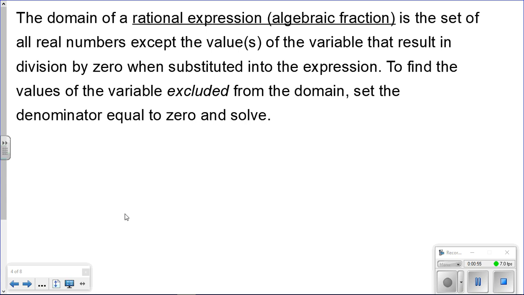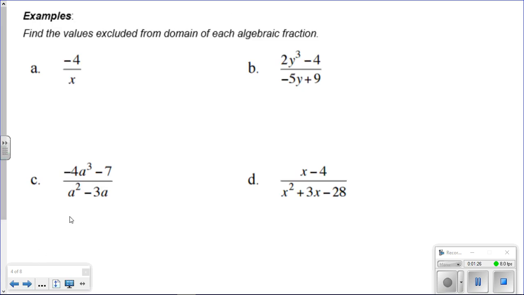All right, so the domain, that's the x values or the input of a rational expression, is the set of all real numbers except the value or values of the variable that result in division by 0 when substituted into the expression. So to find the value of the variable excluded from the domain, set the denominator equal to 0 and solve. So we can figure out what numbers we cannot have by setting it equal to 0 and then solving it, and that tells us what we can't have. All right, so we're going to do some practice of that.